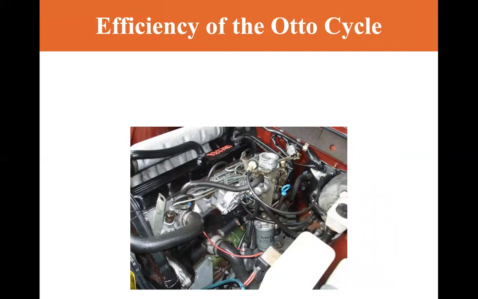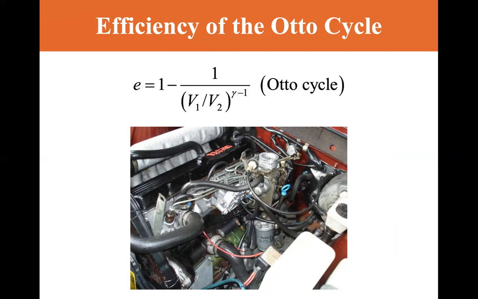So if the air fuel mixture is assumed to be an ideal gas, the efficiency of the Otto cycle is 1 minus 1 over (V1 divided by V2) to the power of gamma minus 1. V1 over V2 is the compression ratio, and gamma is the ratio of the molar specific heats, CP over CV, for the air fuel mixture, which we studied in the previous chapter.